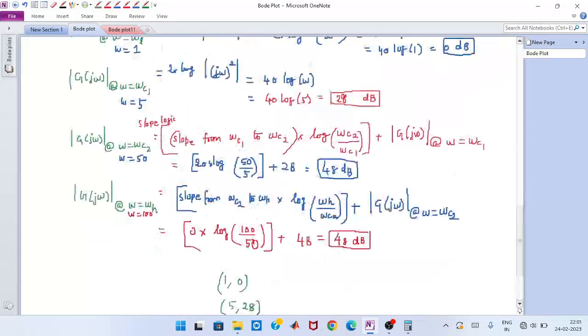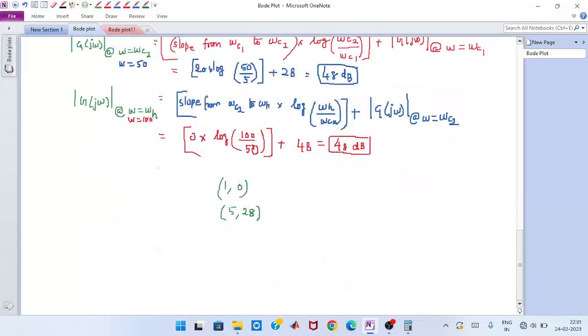Then at the frequency omega equal to omega c2, that is 50, what is the corresponding magnitude? The value at 50 is 48 dB, so I am putting 48. Similarly, at the frequency 100 also I have the value 48. So write down all these values so that it is very useful for you to plot it in semi-log sheet.